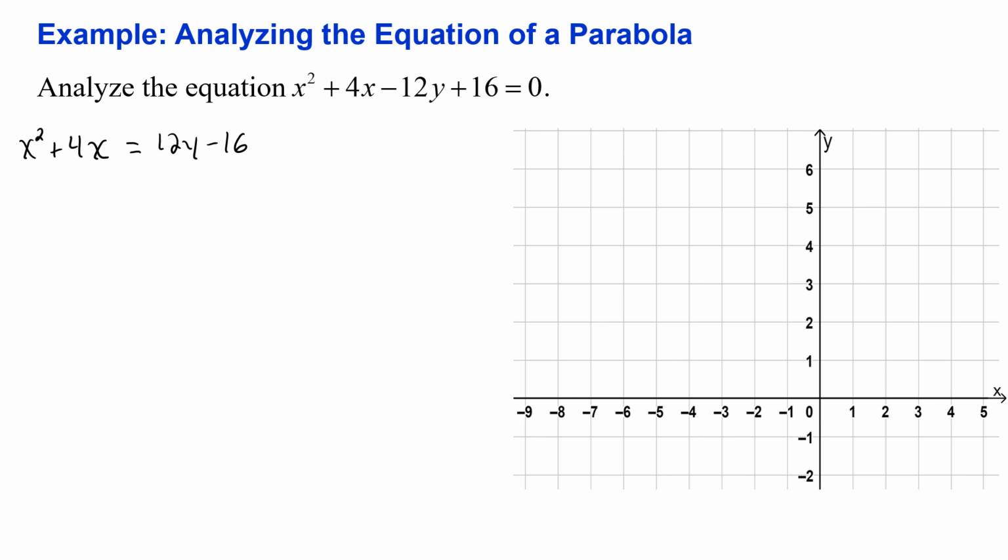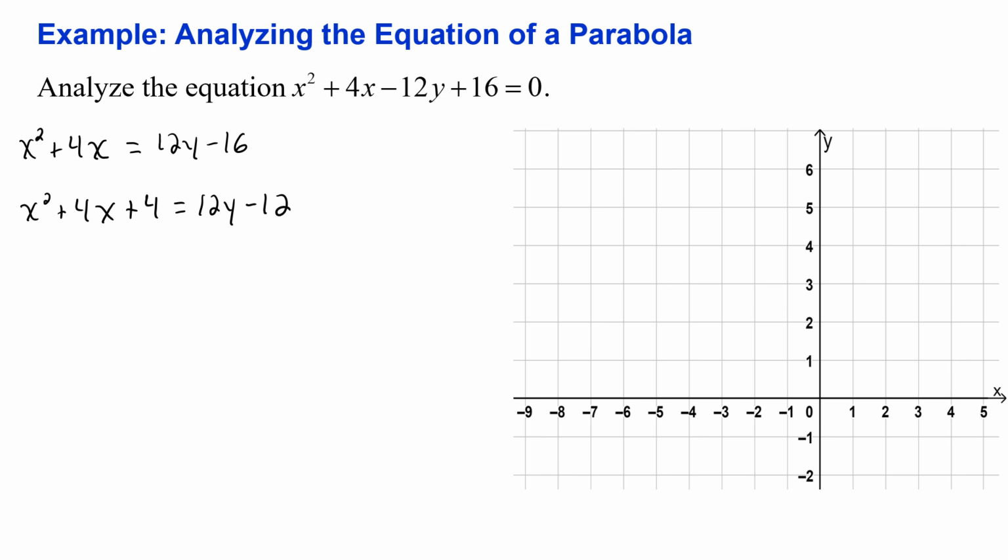So now to complete the square on the x variable, you note that the coefficient of x squared is positive 1. So what we will do at this point is take half of the coefficient of x and square it and add it to both sides of the equation. Therefore, we'll take half of 4, which is 2, then square that value and get 4, and we will add 4 to both sides of the equation, and we write x squared plus 4x plus 4 equals 12y minus 12.